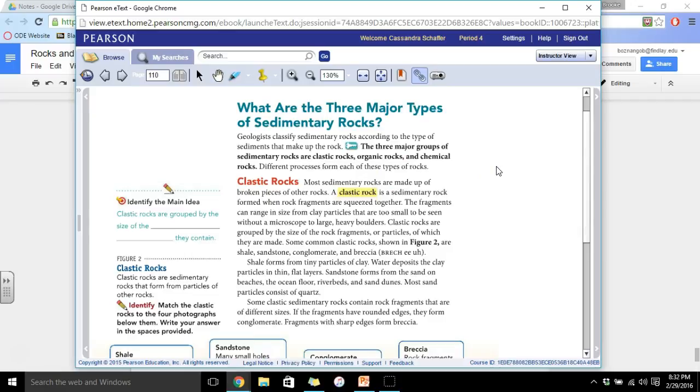So what are the three major types of sedimentary rocks? Geologists classify sedimentary rocks according to the type of sediments that make up the rock. The three major groups of sedimentary rocks are clastic rocks, organic rocks, and chemical rocks. Different processes form each of these types of rocks.